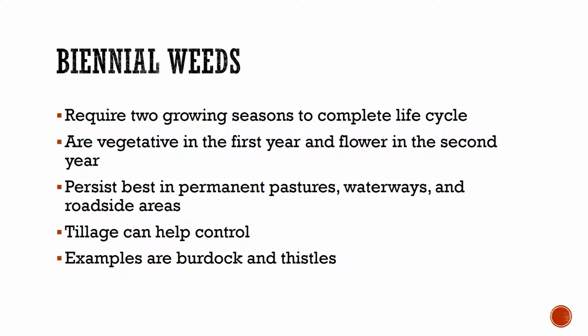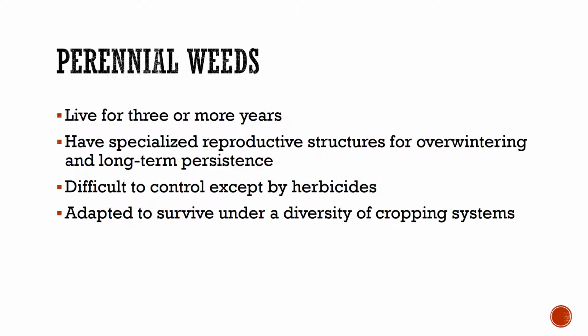Thistles are the worst biennial weed because once that flower happens, it's going to start to cause more thistles to grow that second year. So that can take a long time to take care of in a field, and it's one that can really hurt yields as well.